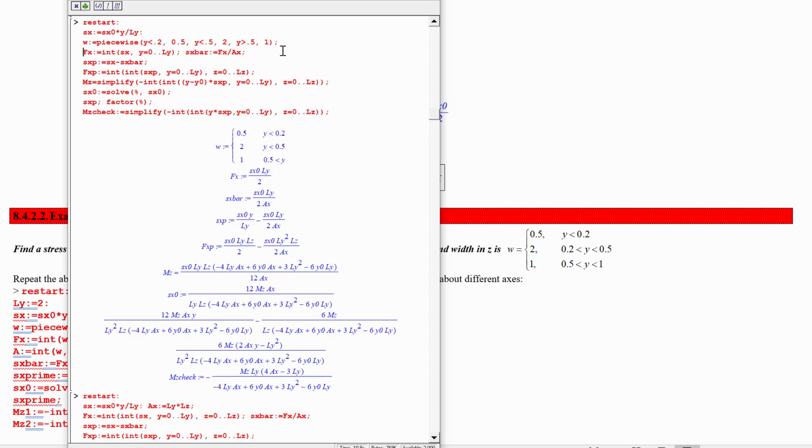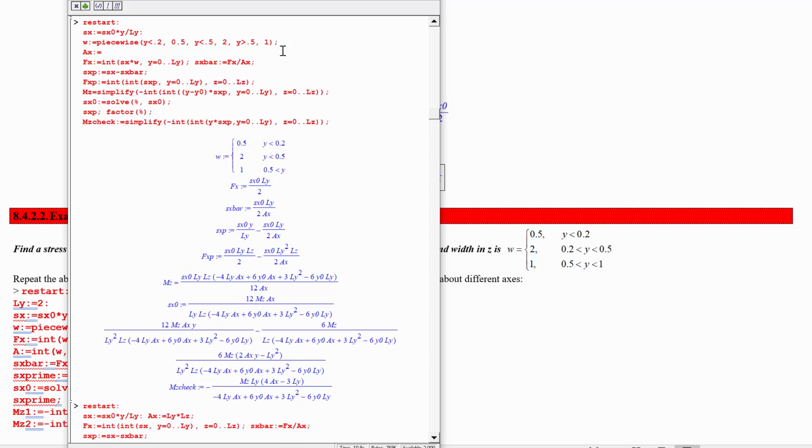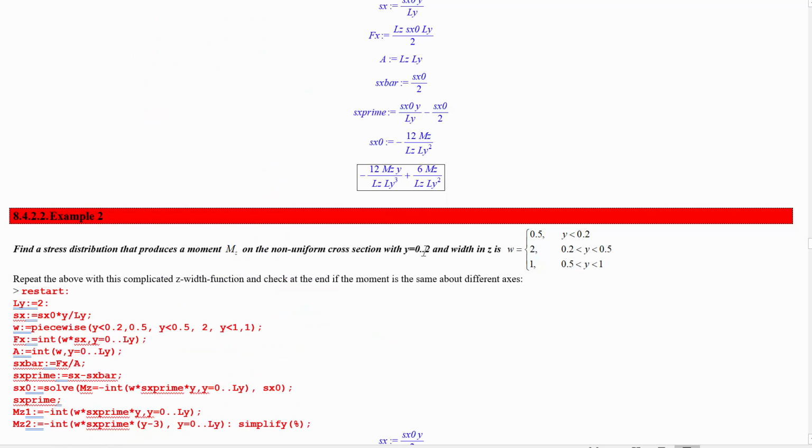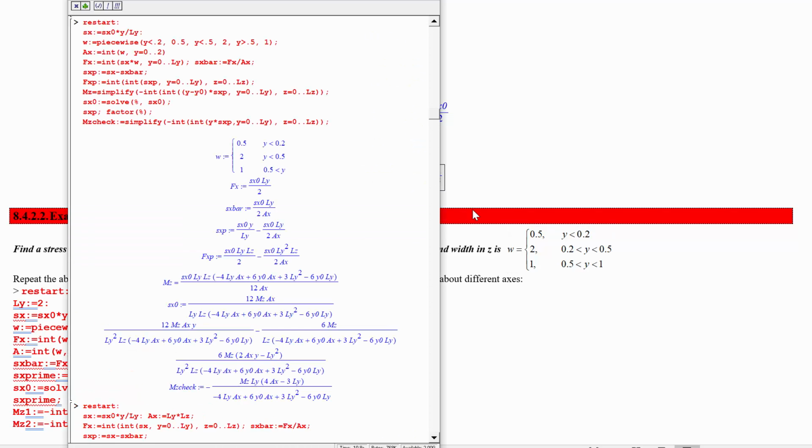Oh, we didn't incorporate that. We forgot to say what that means. So now we're going to integrate, we're going to take sx times w from y is that, and sx bar will be this over Ax. I guess we can find out what Ax is. Ax will be the integral of w from y is 0 to, wait a minute, 2? Okay, what is this on the rest of the range? No, y is 0 to 1. Yeah, that makes sense. That's what we actually solved here. So we'll take y from 0 to 1.